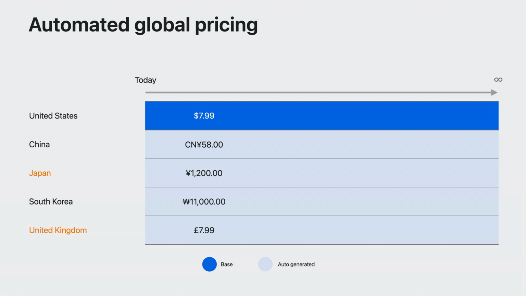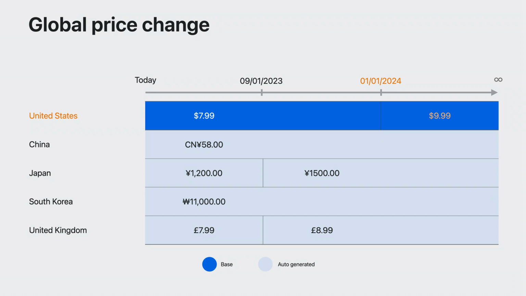Moreover, the generated prices will be automatically adjusted to keep global prices in line with your base price as foreign exchange rate and tax fluctuate. For instance, if the UK pound and Japanese yen weaken against the US dollar and other currencies, prices in the UK and Japan would increase to maintain price equalization with the base US price. It is important to note that the base price will not be automatically adjusted, since it's set as the base for other prices. You can also schedule a global price change in the future.